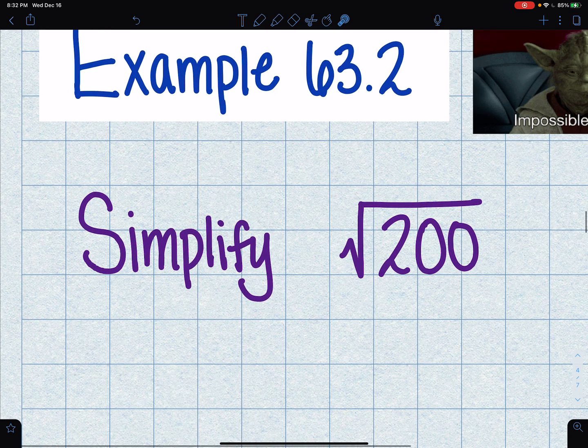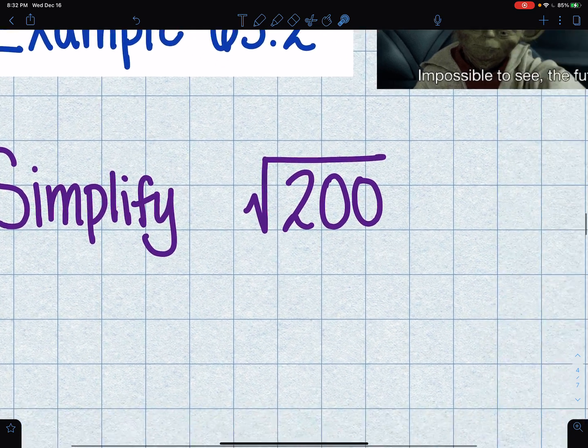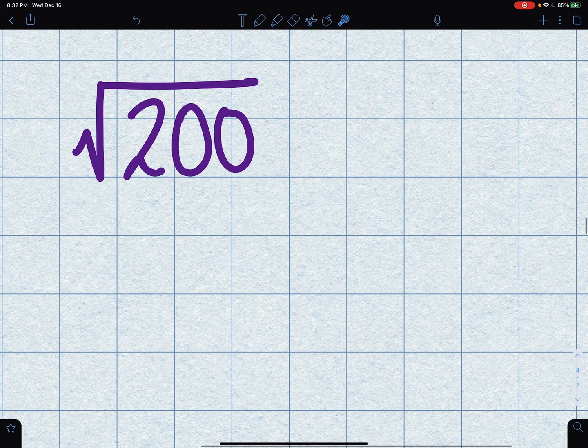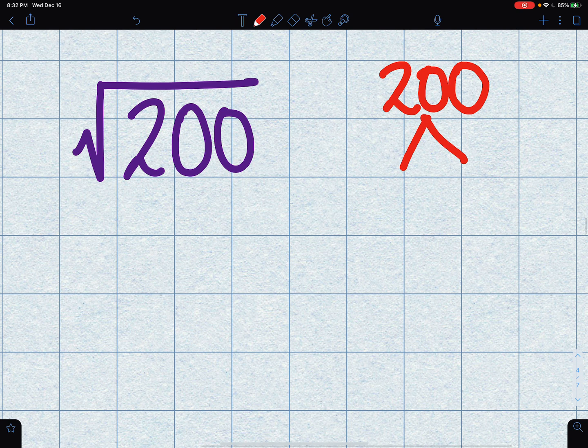It's 63.2. We have to simplify this, the square root of 200. So if we simplify the square root of 200, the first thing that we're going to do is take 200 and write it as a product of prime factors. I have to still do this because, I don't know, I'm not as smart as you. So I'm going to do 2 times 100, okay?